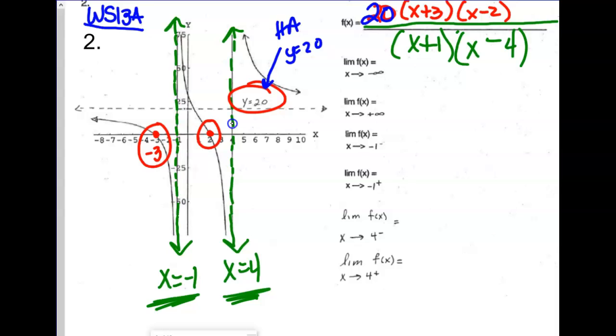Remember tonight for homework, apparently you're catching up on your homework, but you're also doing worksheet 15, numbers 1 through 5.